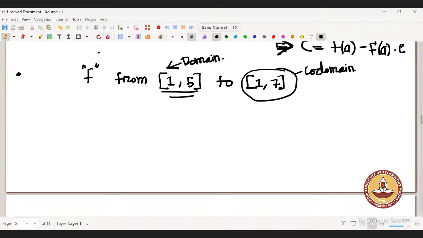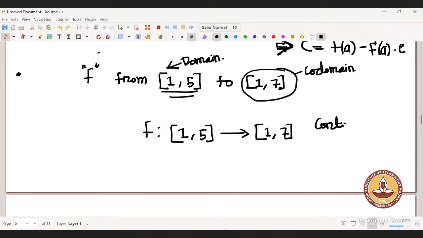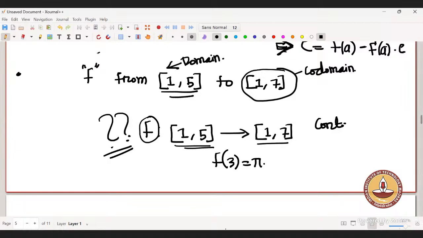It is basically asking whether you have a function f from 1, 5 to 1, 7 which is continuous, and it takes 3 to pi. Is it possible? It's asking whether you have a function from this to this, and as well as this function is continuous, and also it takes 3 to pi. Yes, sir. 3 also lies in the domain.